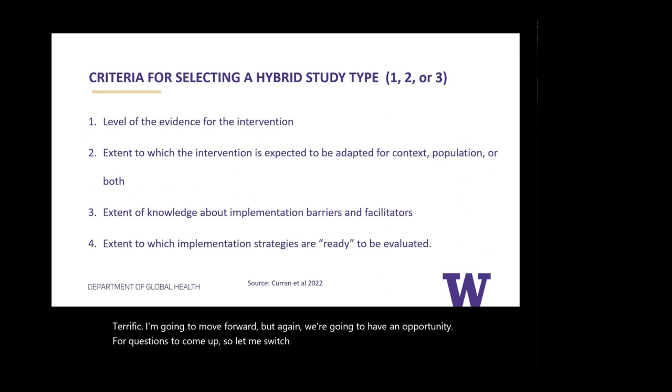So let me switch now, having described what hybrid effectiveness implementation studies are like as a general category, and having talked a little bit about the three types and their features that might distinguish among them, to talking about the criteria that you might use for selecting which of the three types of hybrids you might want to do. There are really four criteria to consider here. The first is the level of evidence for the intervention. Second is the extent to which the intervention is expected to be adapted for context, for population, or both. The third is the extent to which you already have knowledge about implementation barriers and facilitators in the settings where the implementation is going to take place. And the fourth is the extent to which there are implementation strategies that are ready to be evaluated.